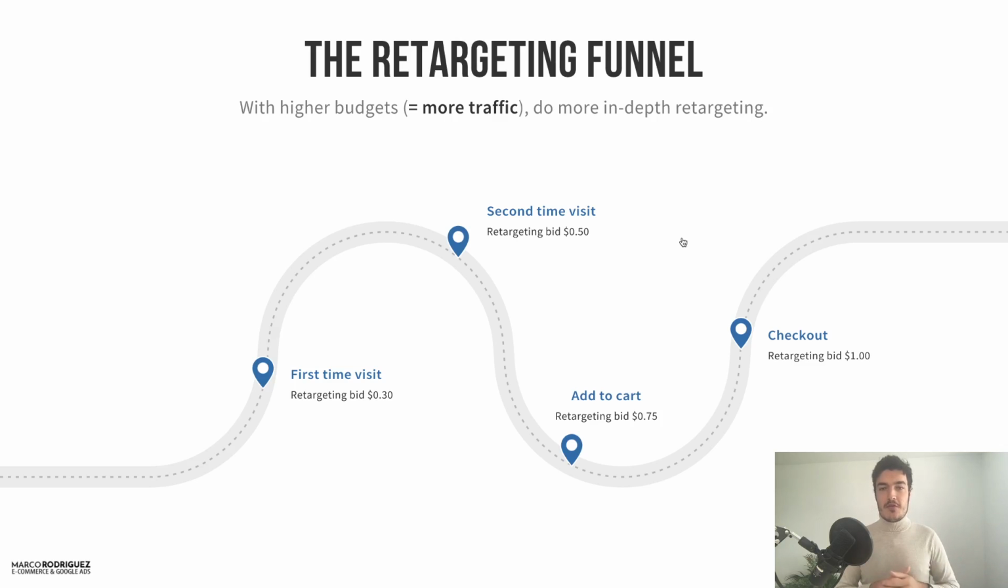A first-time visit, of course, is 10 times less valuable than a checkout in this case. We don't bid 10 times the amount, but we reflect that by bidding $1 versus 30 cents. And guys, those are not absolute numbers, of course. They are just relative in some way, right? You may bid $2 for a checkout. You may bid 10 cents for a first-time visit. That might both be the case. The point is, use those different retargeting audiences, retargeting stages.